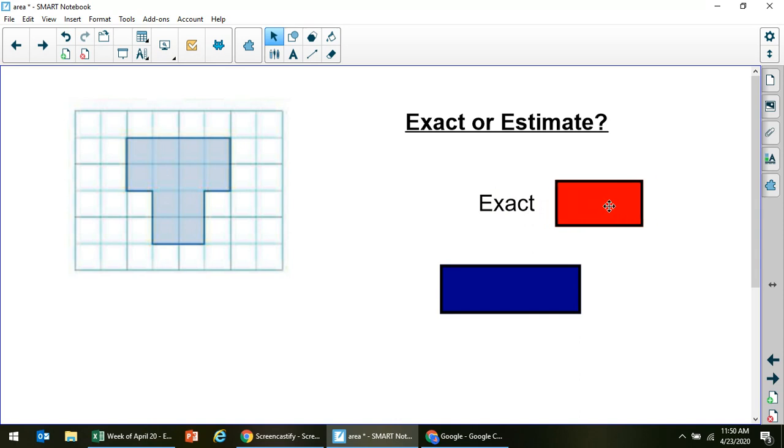You should have shouted out the word exact. You can figure out the exact amount because all of the unit squares are colored in. So see if you can figure out how much this would be. What is the area of this region?